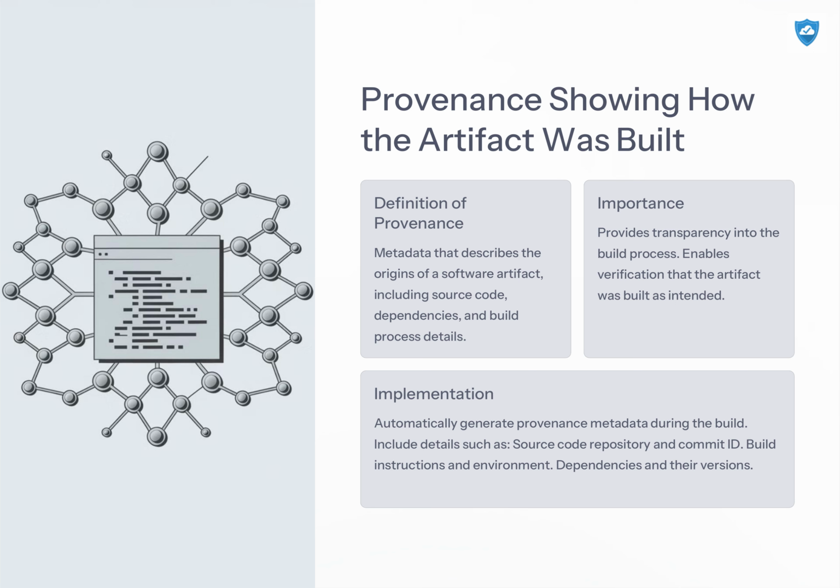Provenance refers to the metadata that outlines the origins of a software artifact, detailing the source code, dependencies, and build process involved in its creation. The importance of provenance lies in the transparency it provides, allowing stakeholders to verify that an artifact was built as intended. To implement provenance effectively, it's essential to automatically generate detailed metadata during the build process. This metadata should encompass the source code repository and commit ID, build instructions, and the specific dependencies and their versions involved. By leveraging this information, organizations can maintain integrity and trust in their software artifacts.